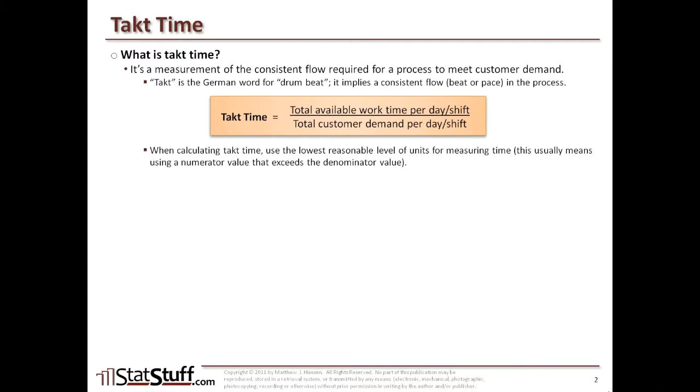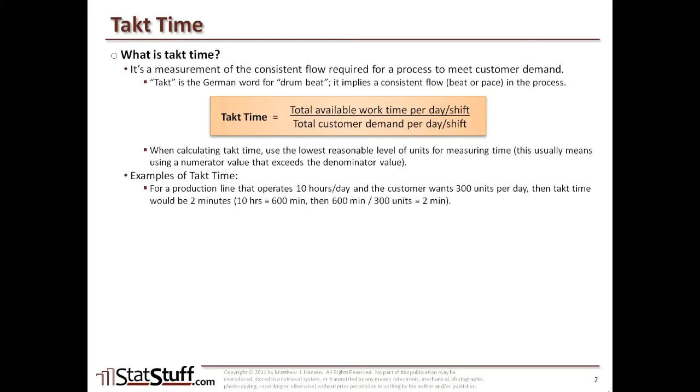So when calculating Takt Time, try to use the lowest reasonable level of units for measuring time. This usually means using a numerator value that exceeds the denominator value. So it's okay if you get into small measurements like hours, minutes, or seconds. So the key is to keep that numerator larger than the denominator. So let's go through a couple examples.